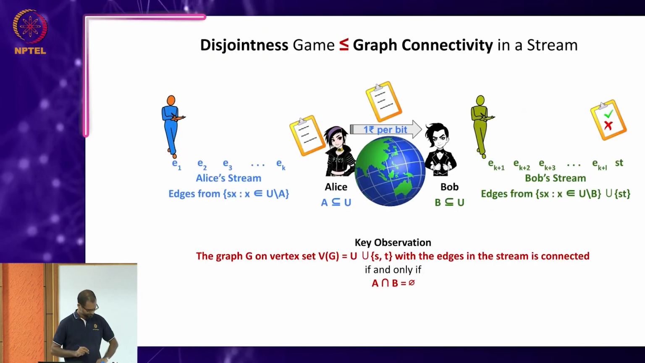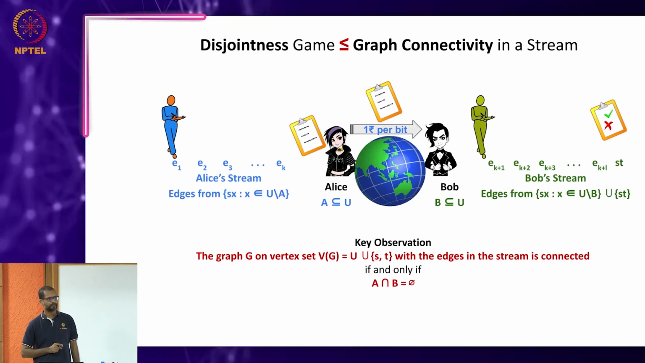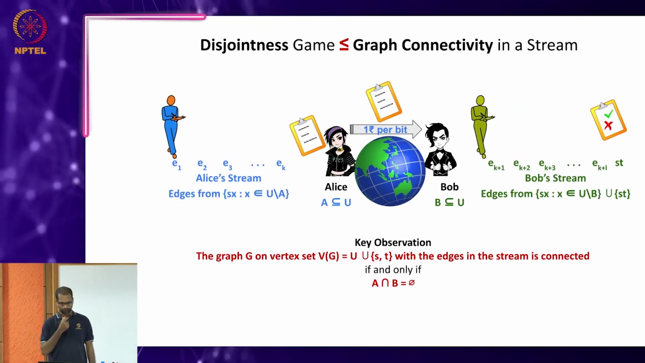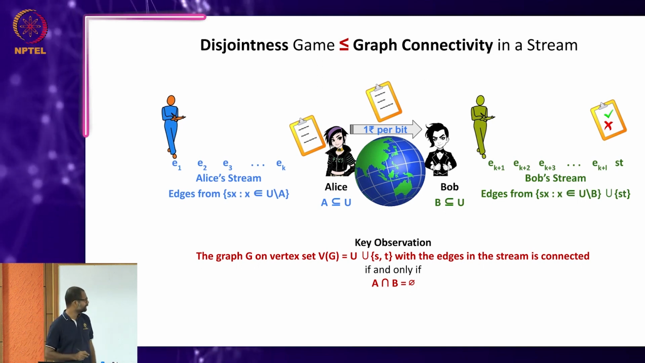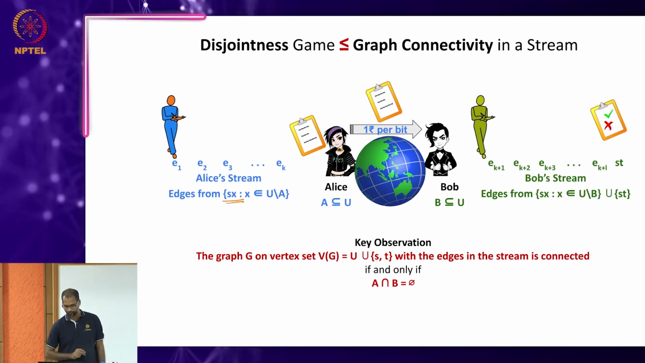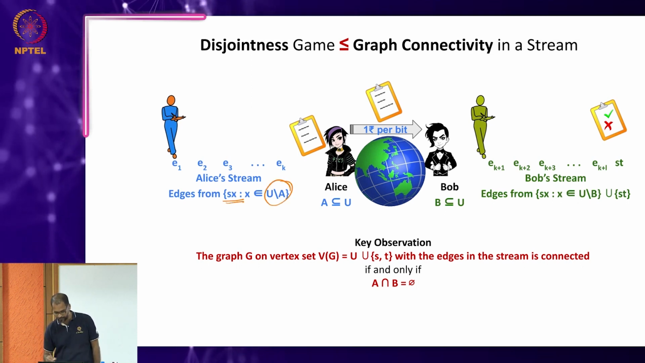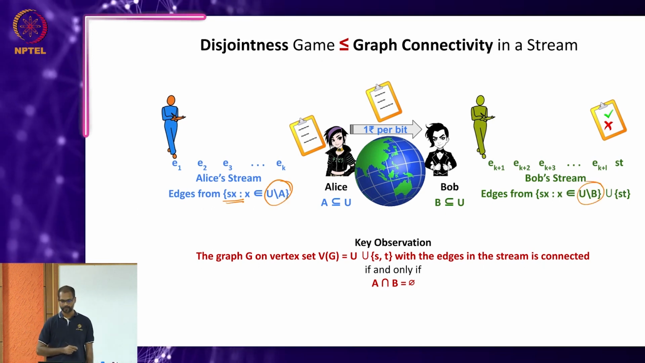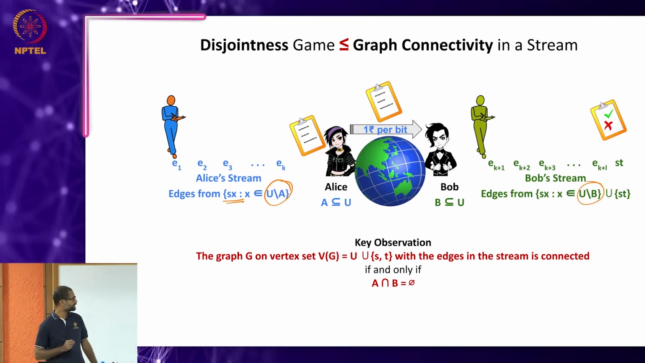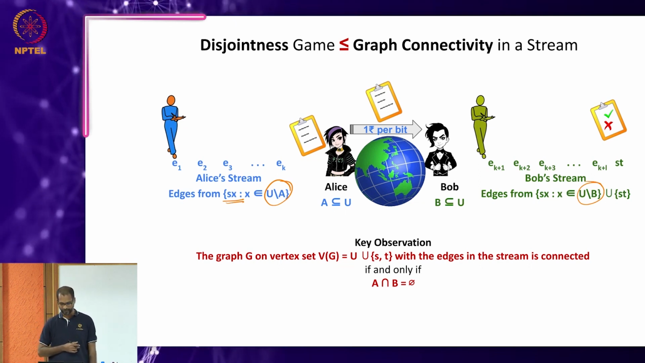Okay. Now, is the whole picture clear? Alice's stream has these edges E1 to Ek, where these are edges from S to X. And Bob has the edges, I should rather have circled this U minus A. Bob puts this U minus B. In this picture, I have put ST on Bob's side. It doesn't matter whether I put ST on the first side or the second side.